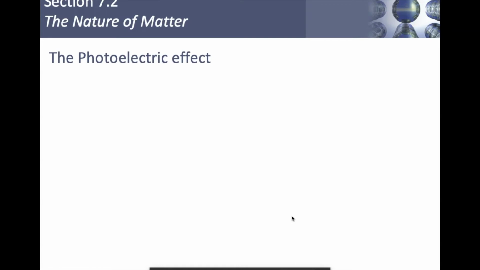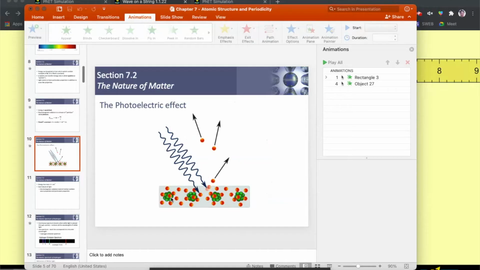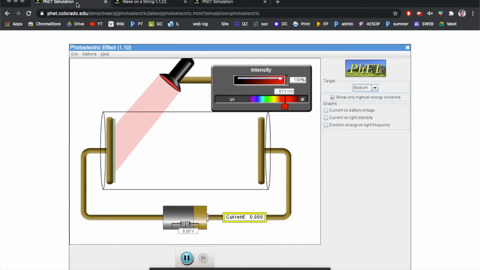And so let's talk a little bit about how this can be utilized in a little Nobel Prize winning effect discovered by Albert Einstein called the photoelectric effect. So here's a picture of the photoelectric effect. And I decided instead just to show you a little simulation of it because I thought it'd be easier to understand. So here's kind of what the photoelectric effect is all about.